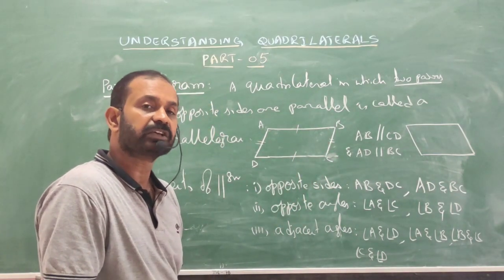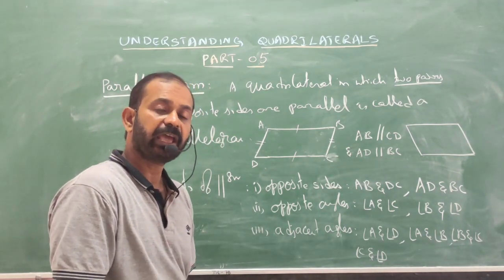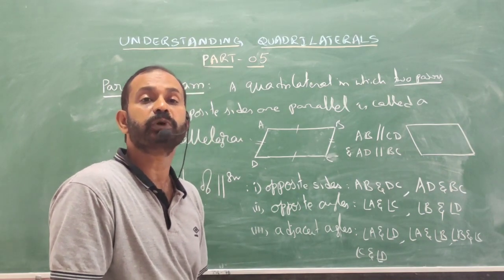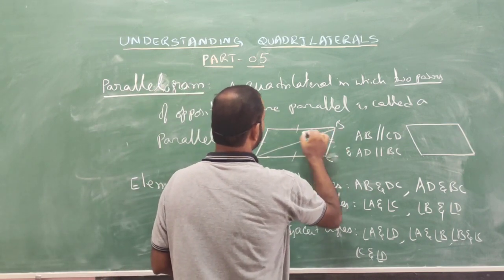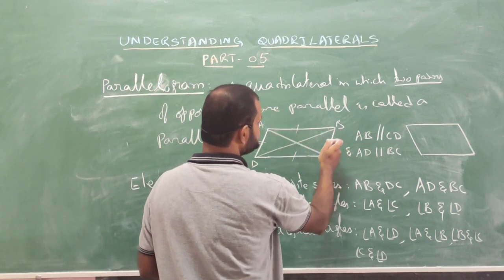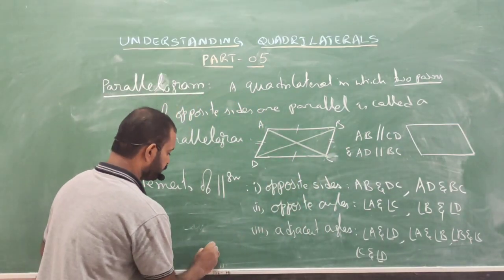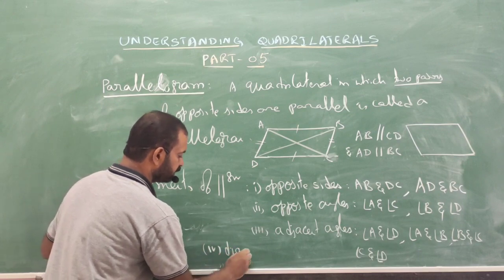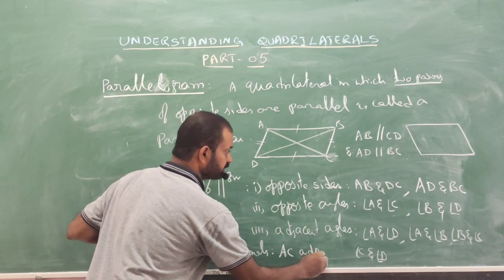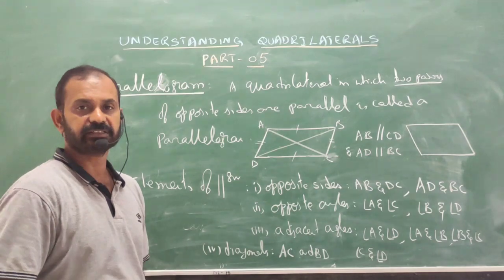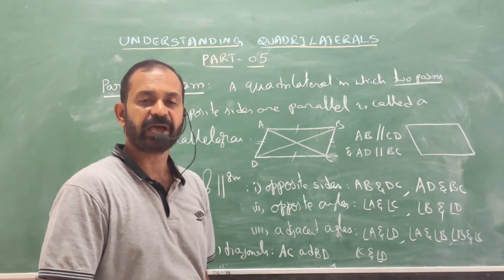Next, diagonals. Already we know the definition of a diagonal: a line segment joining any two non-consecutive vertices. So here what will be the diagonals? One is AC, another one is BD. They are called diagonals. So the fourth point is diagonals. These are the names in a parallelogram. That means they are the parts of a parallelogram.